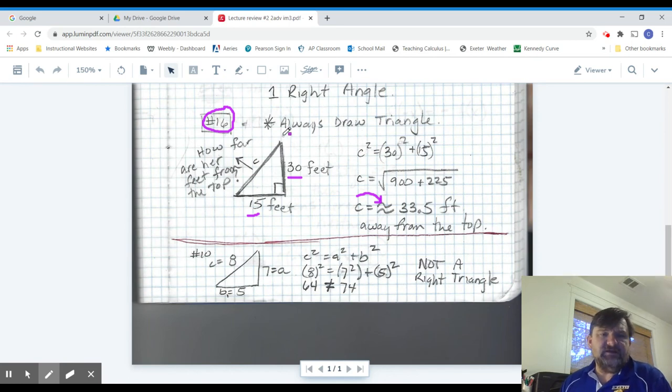So that's kind of how you deal with Pythagorean theorem. You also can use it to prove if it's a right triangle or not. One of the ways is you don't know if you have a right triangle here, but they give you 3 sides. So all you do is plug in side C, it's always your longest side, into the theorem, your A and your B. You calculate both sides, and if they equal each other, it's a right triangle. If they do not equal each other, it is not a right triangle. So since 64 does not equal 74, it is not a right triangle.